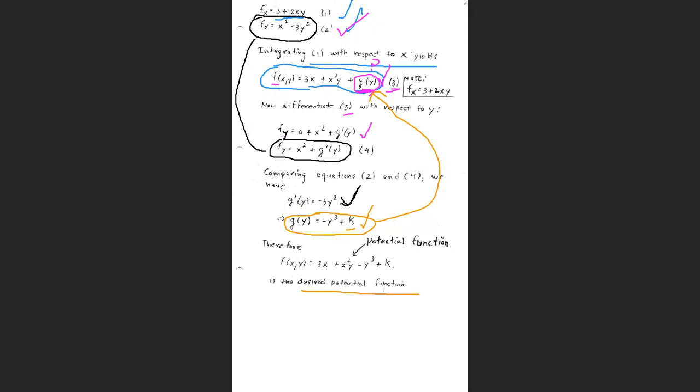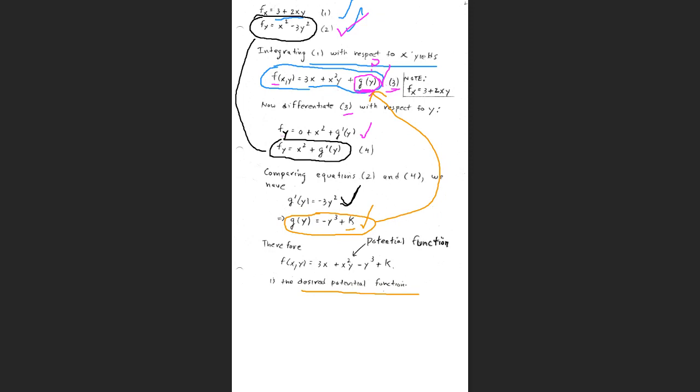Okay, so now that we have our potential function, you're probably thinking, well, gee, Dr. Duty, this just kind of worked out nicely. They're always going to work out nicely when you have a conservative vector field. You will always be able to find a potential function.